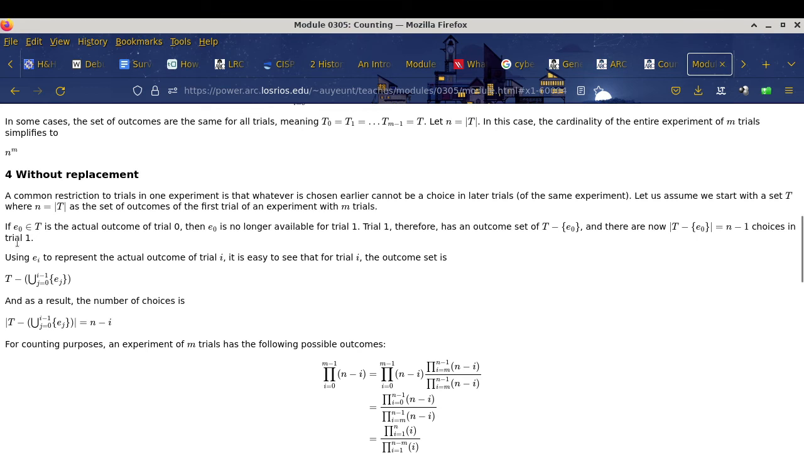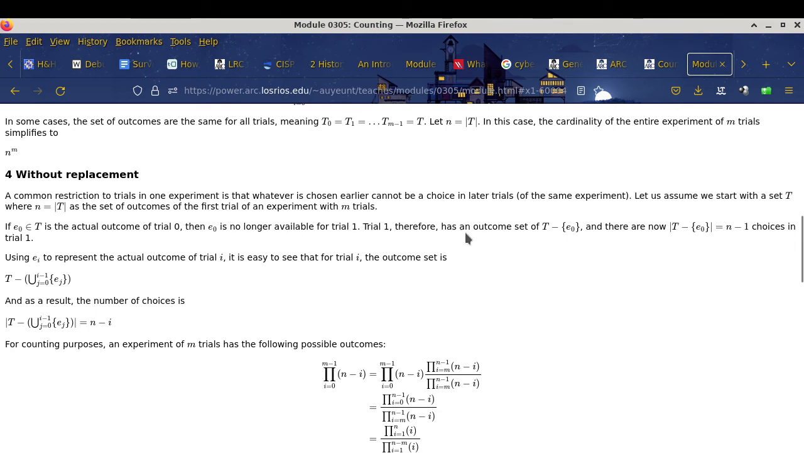So if E0, an element of T, is the actual outcome of trial 0, let me just focus on this sentence alone. In this case, E0 is representing what we actually chose for the first trial. That marble is now out of the bag. It is not in the bag anymore. Then E0 is no longer available for trial 1.